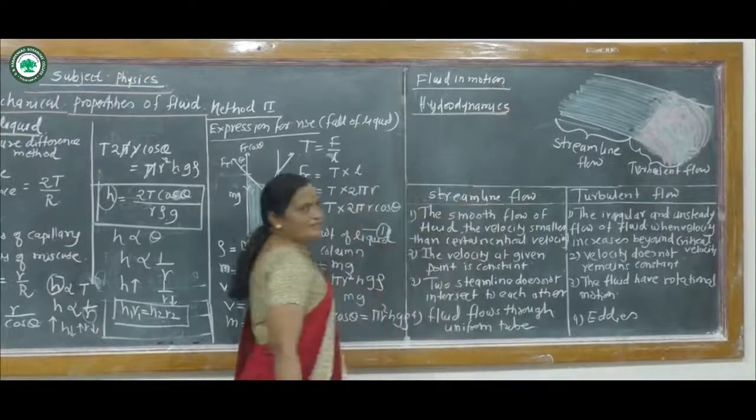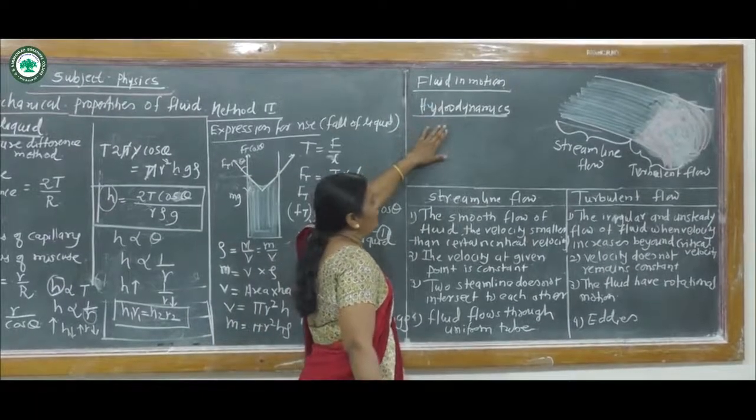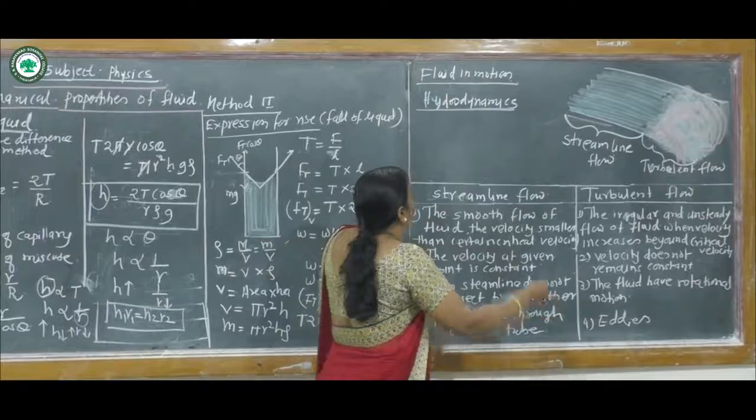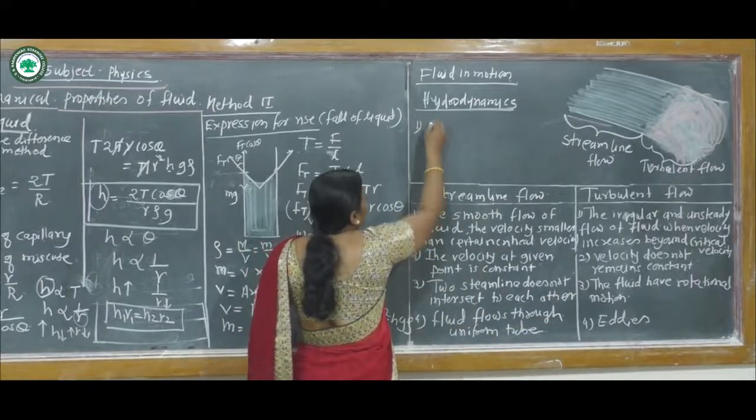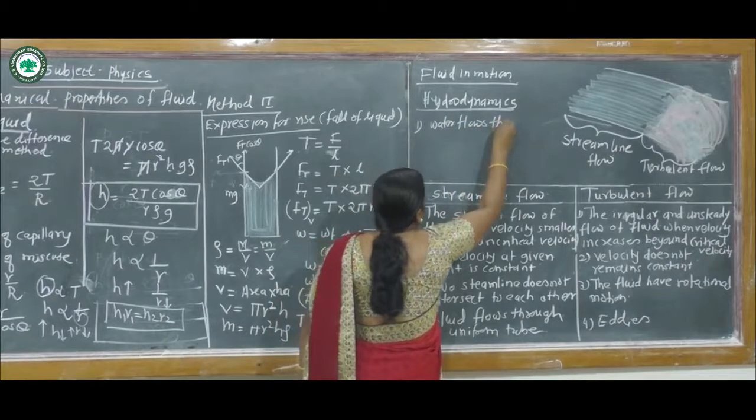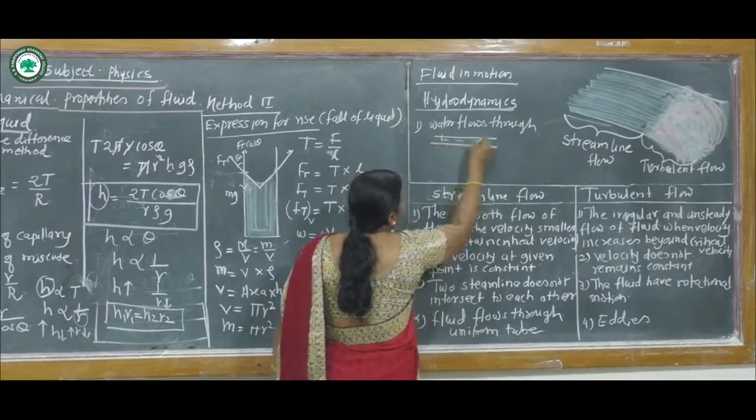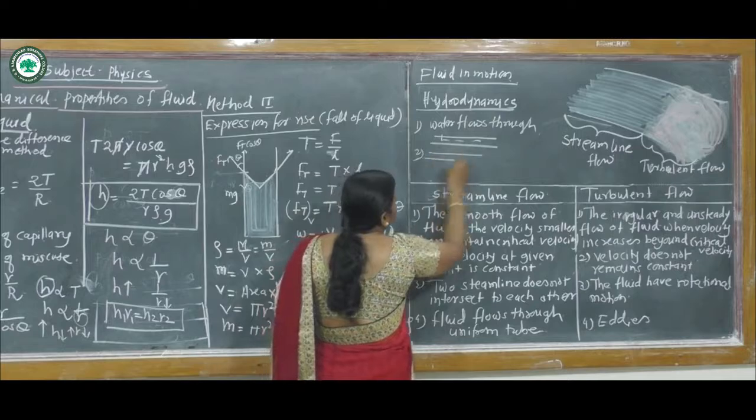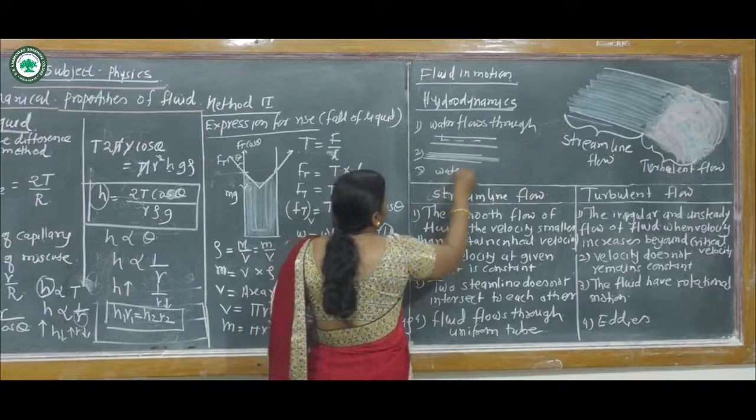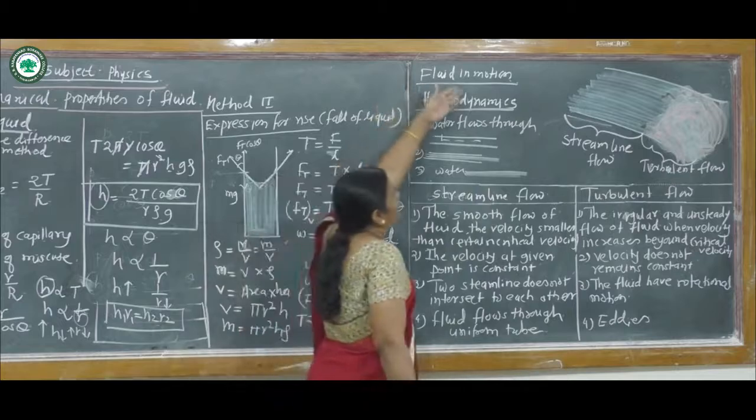What is hydrodynamics? Hydrodynamics is the branch of physics which deals with the properties of fluid in motion. For example, water flows through a pipe. Second example, cooking gas flows through a pipe. Third, water flows through a river or canal, which are fluids in motion.